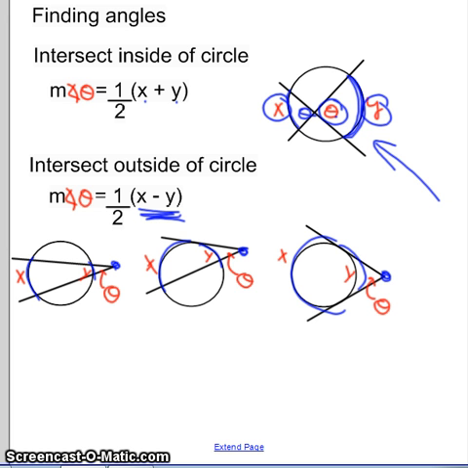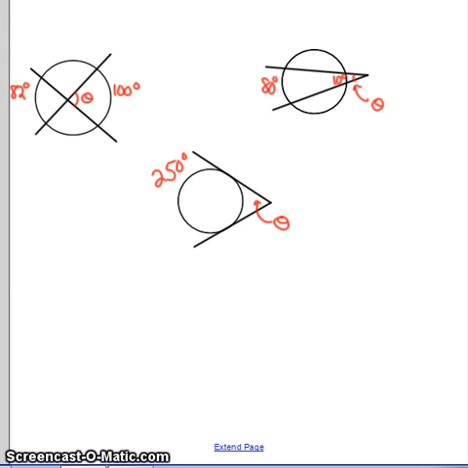So if the intersection's inside, add the arcs together and divide by 2. If the intersection's on the outside of the circle, subtract the big arc minus the little arc and divide by 2. So based on that knowledge, go ahead and try these three problems. Please make note that in the bottom problem, you're going to have to subtract 250 from something to find out the measure of the little arc. Go ahead and hit pause and work these three out.